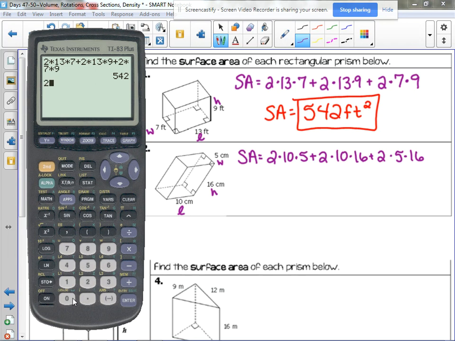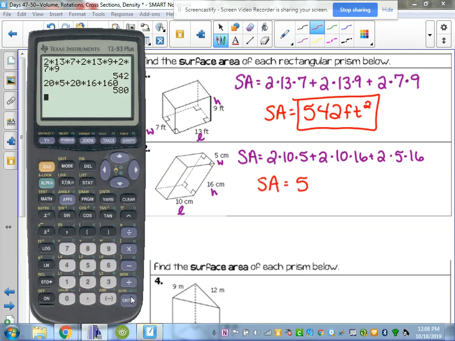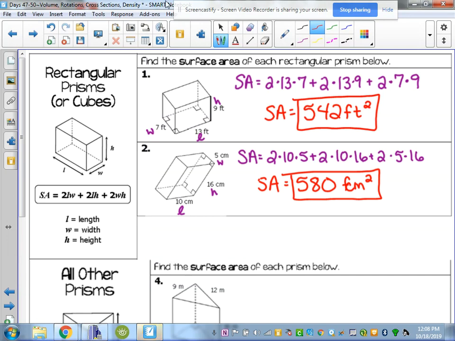And again, we're just crunching those numbers. 20 times 5 plus 20 times 16 plus 10 times 16. We get 580 for that surface area. Oops, these are centimeters, not feet. So square centimeters for that one.